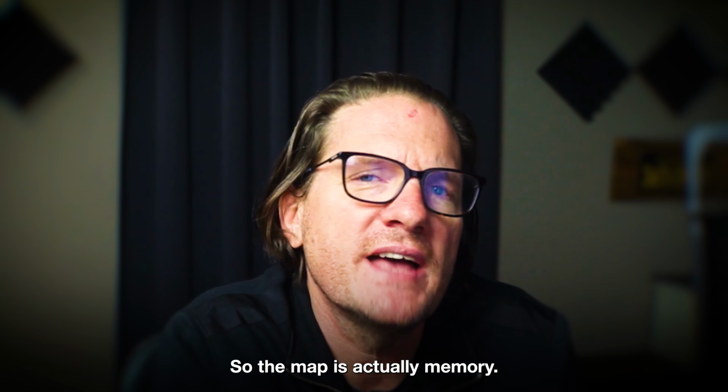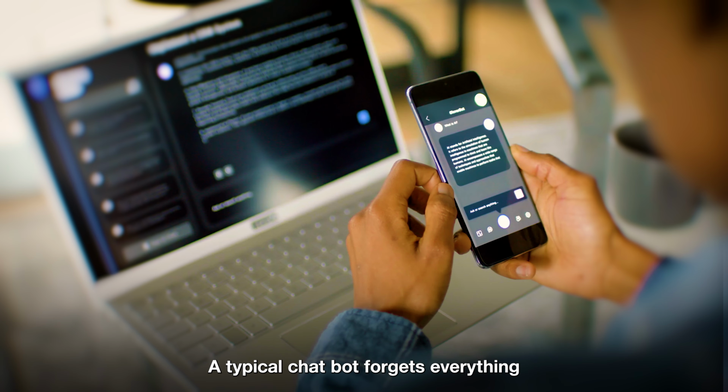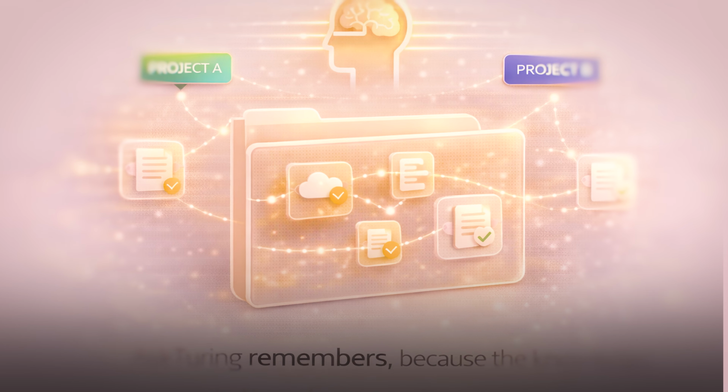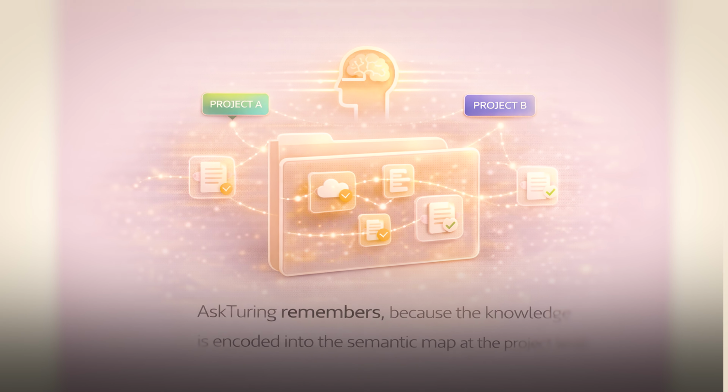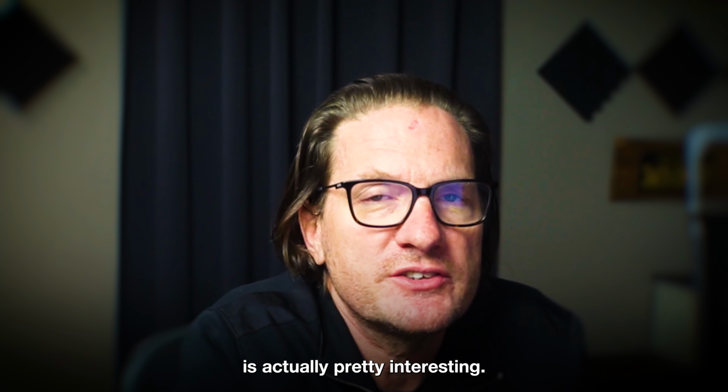So the map is actually memory. One of the most overlooked benefits of semantic mapping is persistent memory. A typical chatbot forgets everything the moment you close the window. AskTuring remembers because the knowledge is encoded into the semantic map at the project level. The result is actually pretty interesting.